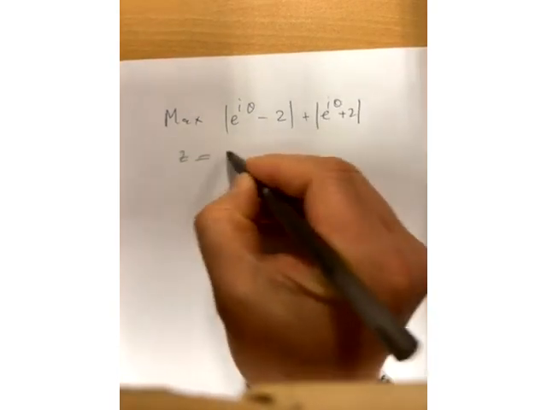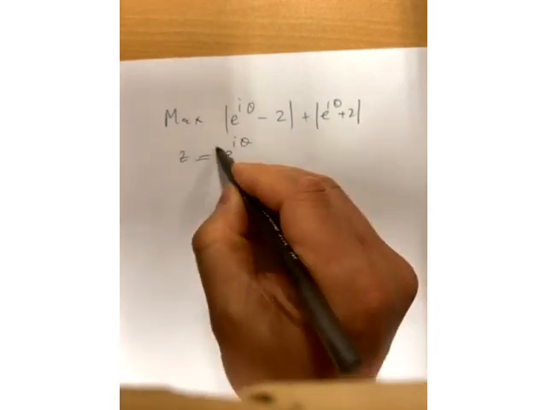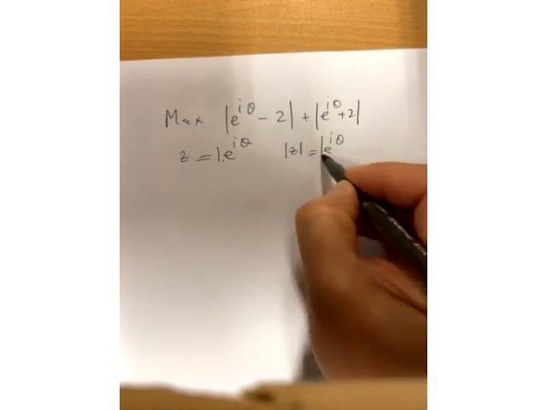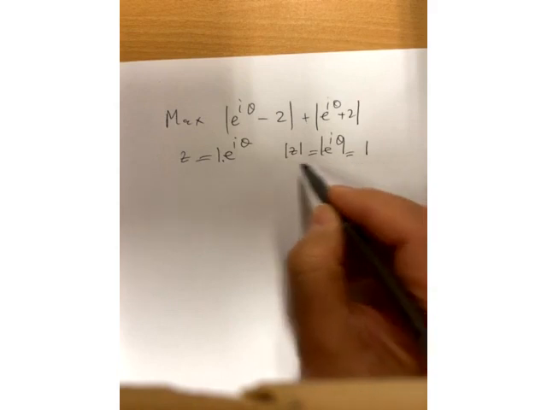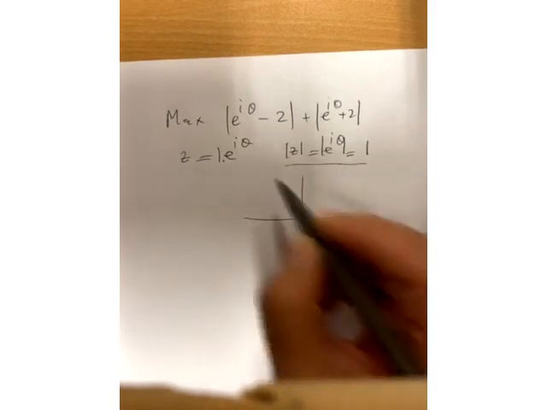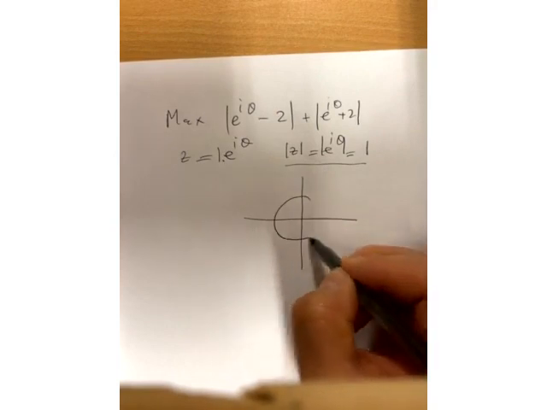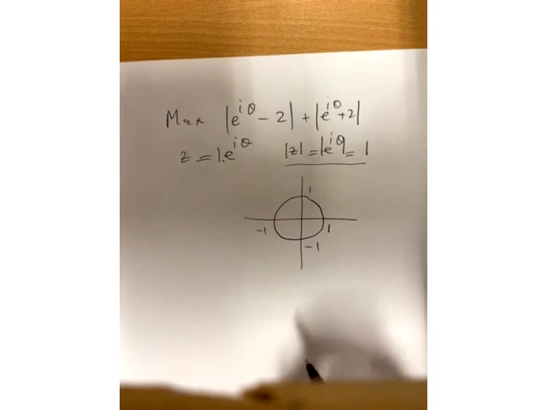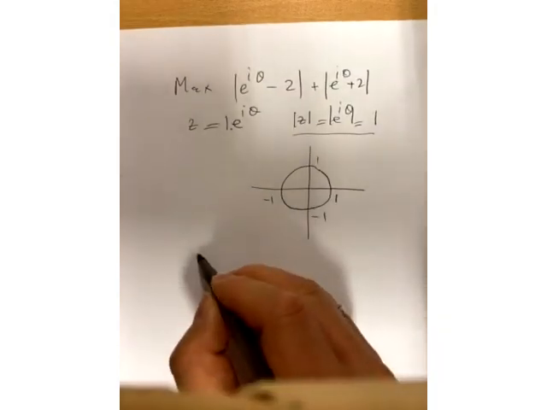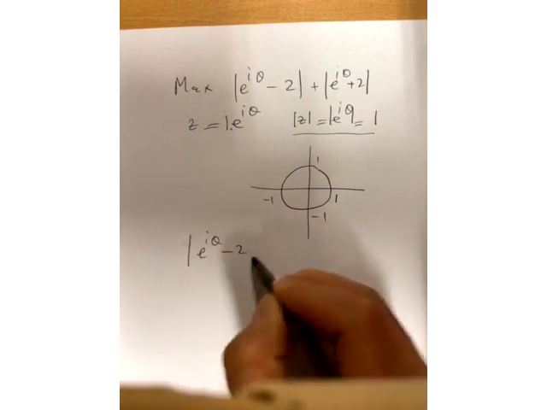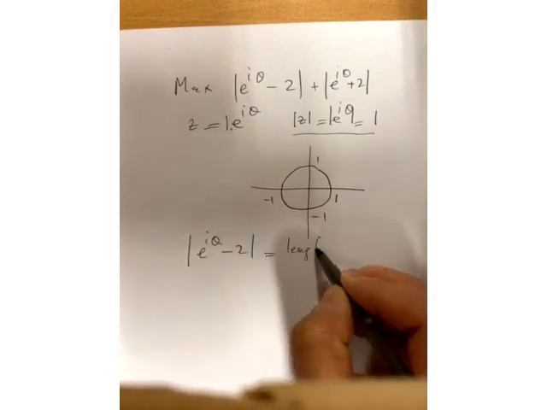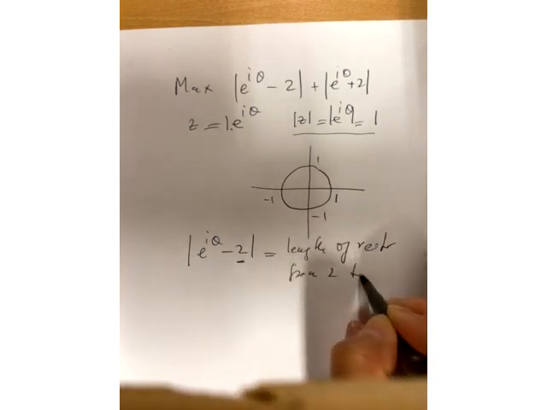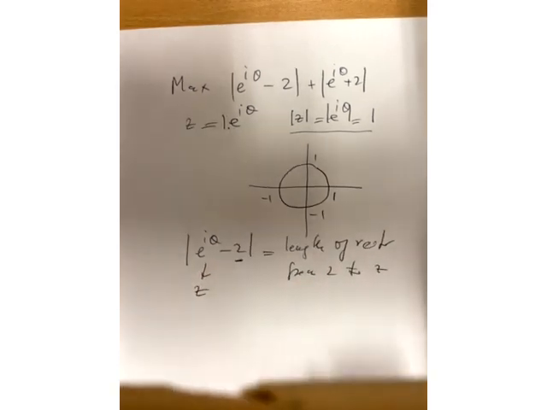First of all, if you let z equal e^(iθ), you notice that the modulus is 1. So that means that the modulus of z is 1, so whatever z is, it lies on the unit circle. Now, in one of my other videos, |z − 2| represents the length of the vector from 2 to z, this being z this time.